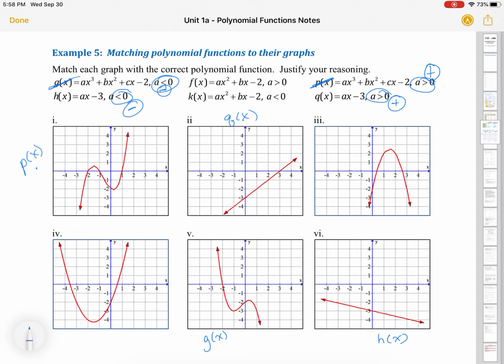Okay. Now we have our, sorry, I wasn't reading that part, and that's pretty important. So here A is positive, and the other one, similar function, A is negative. So if A is positive, then it's got to have a minimum, remembering back to our quadratic. So this is going to be f of x. And if A is negative, it's going to be a maximum. So this will be k of x.